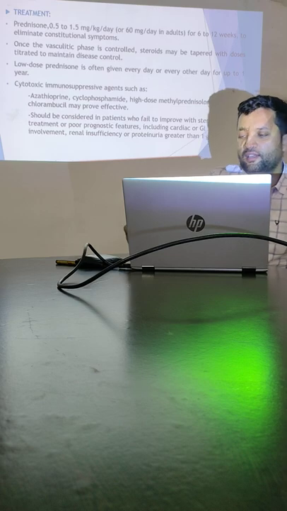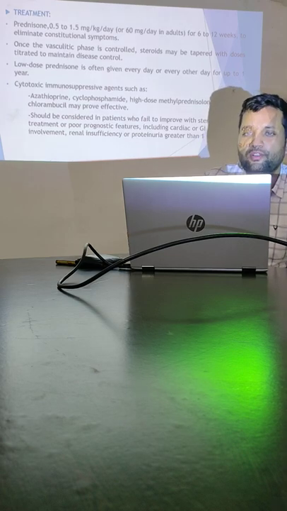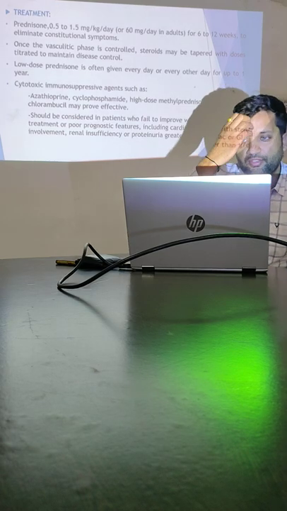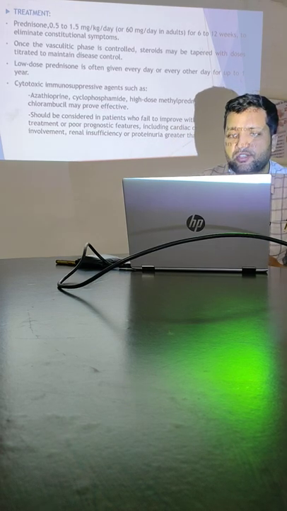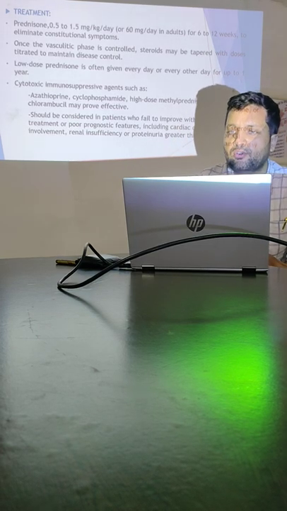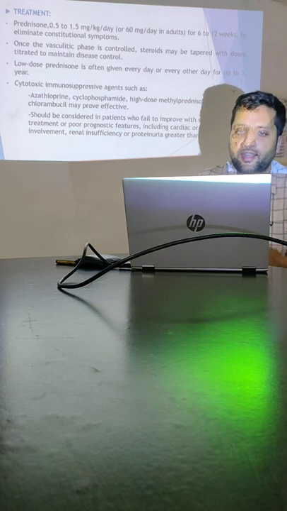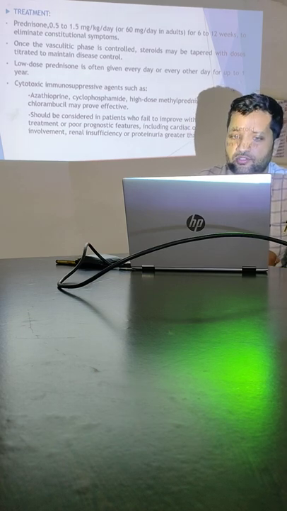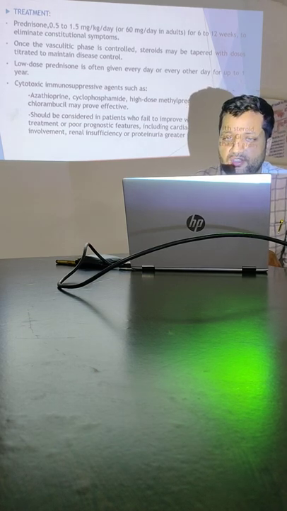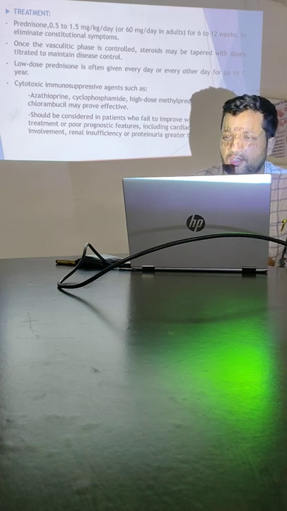Treatment is like other eosinophilic pneumonia, with prednisolone, low dose or maximum up to 60 mg per day, for 6 to 12 weeks. Once the respiratory phase is controlled, steroid may be tapered with a dosage titrated to maintain disease control. Low dose prednisolone is often given every day or every other day for up to 1 year. Cytotoxic immunosuppressive agents such as azathioprine, cyclophosphamide, high dose methylprednisolone or cyclosporine may prove effective.